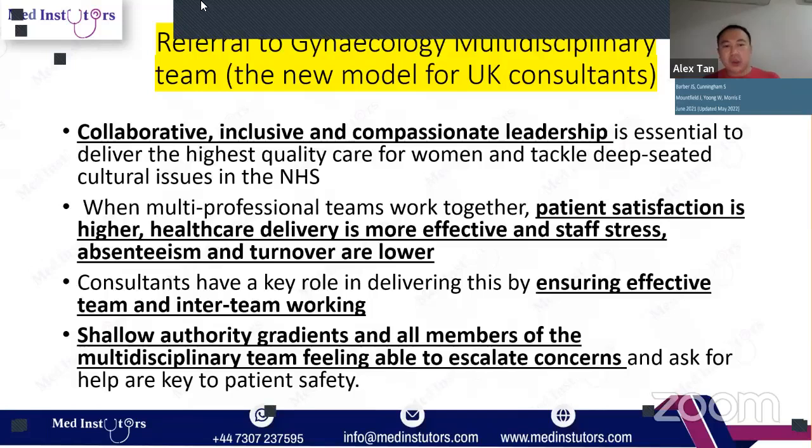When it comes to working together, we must always take into account the patient's satisfaction, because working together means the patient's needs are met and they will be more satisfied, and you can reduce stress among the staff and the healthcare. And the consultants, the leaders, are the ones driving this forward and facilitating effective team and inter-team working. And we're trying to do away with the authority gradients, which is the hierarchical titles. Next, please.